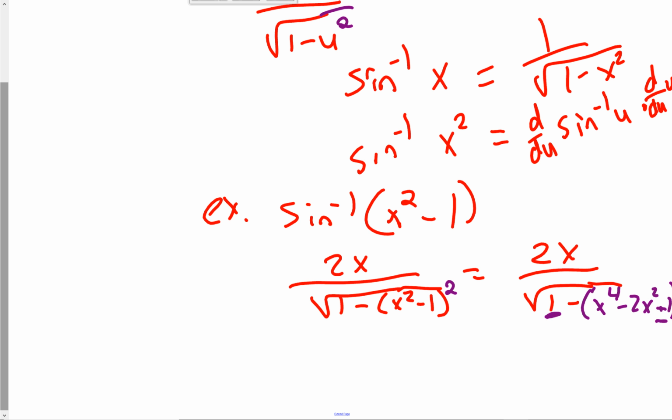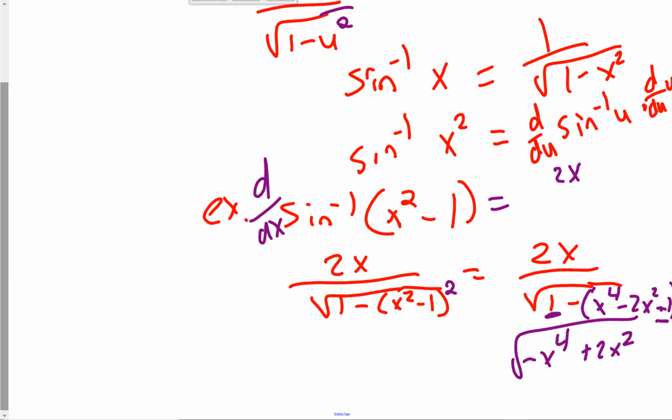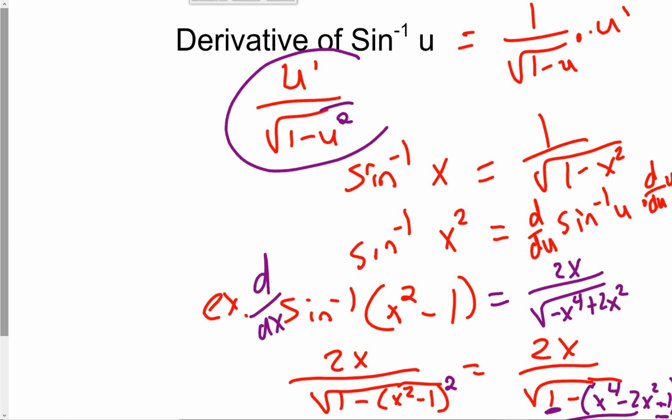So those ones will cancel out because when I distribute that negative, I'll get a negative x to the 4th plus 2x squared under the square root, and I can't simplify that more, so the derivative of that is 2x over the square root of negative x to the fourth plus 2x squared. Sorry about that. Totally messed that up. That u right here is being squared.